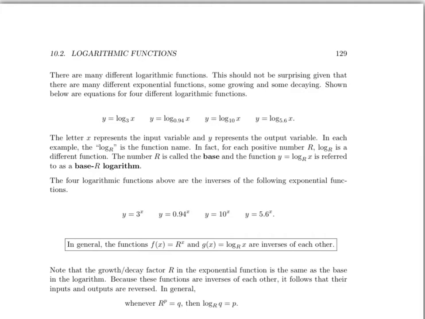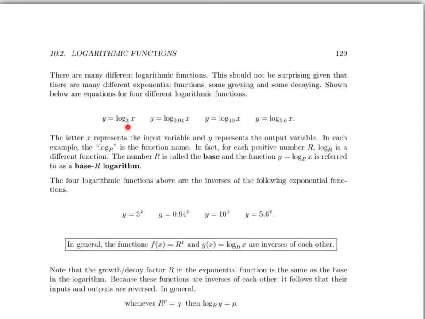In this screencast, we discuss logarithmic functions. Recall from our previous screencast that a logarithmic function is an inverse of an exponential function. There are many different logarithmic functions. This should not be surprising given that there are many different exponential functions, some of which are growing and some of which are decaying. Shown below are equations for 4 different logarithmic functions.